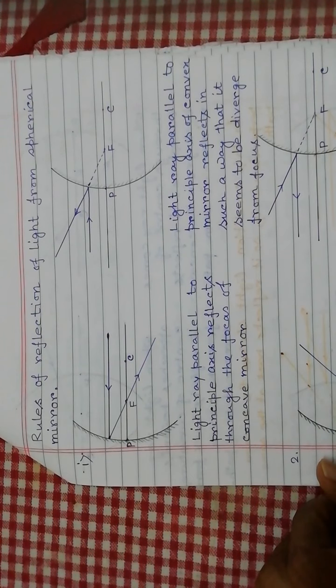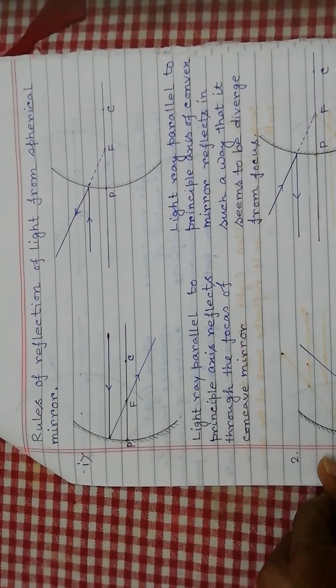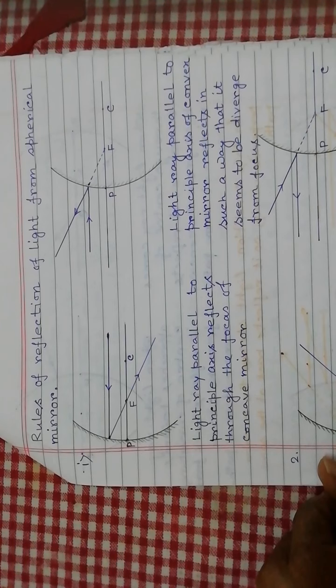Already we know about the spherical mirror. There are two types of spherical mirror. One is the concave mirror and another is the convex mirror. In the concave mirror, its inner side is reflecting, and in the convex mirror, its outer surface is reflecting.